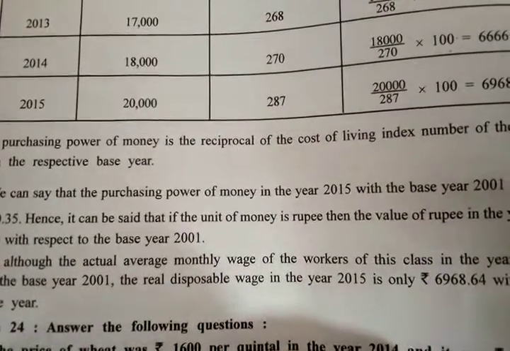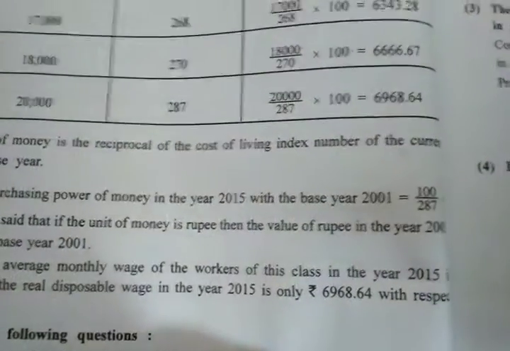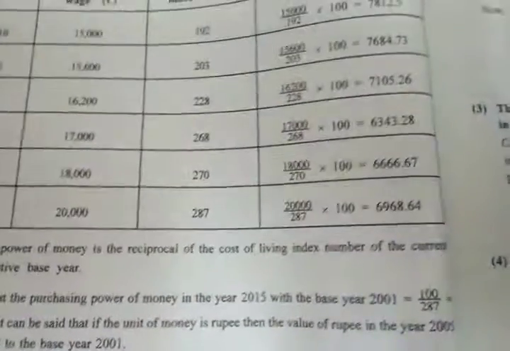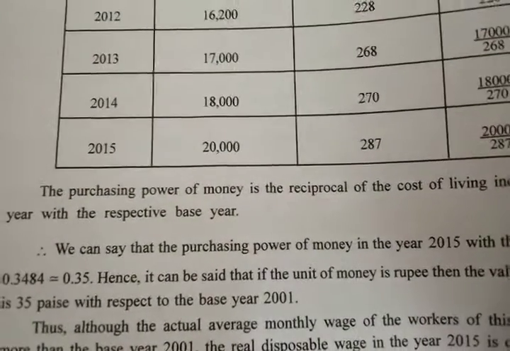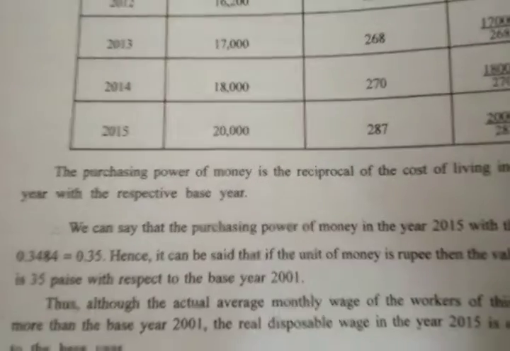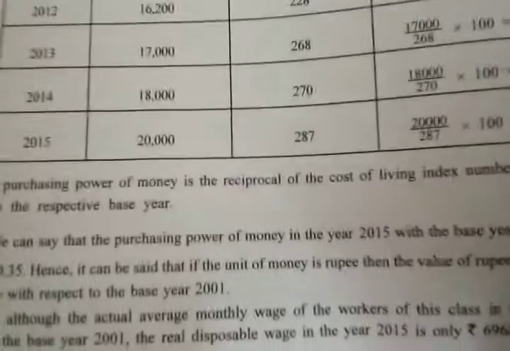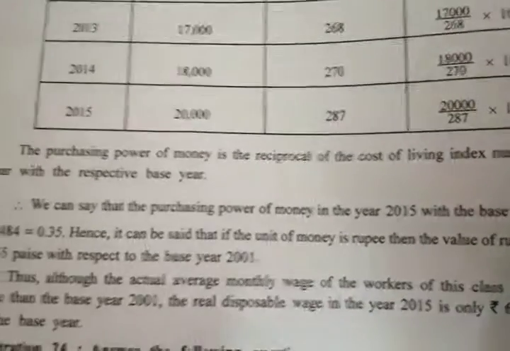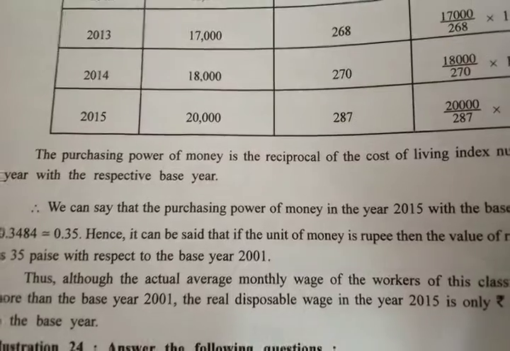Hence, it can be said that if the unit of money is rupee, then the value of rupee in the year 2015 with respect to the base year 2001 is 35 paise. That means if you have 1 rupee in 2001, then that would be having only 35 paise value in 2015.